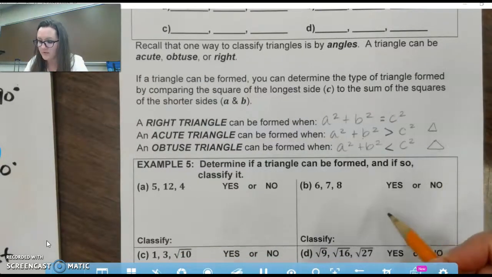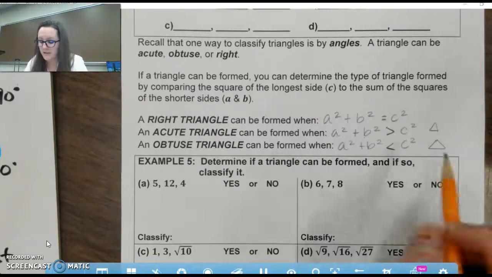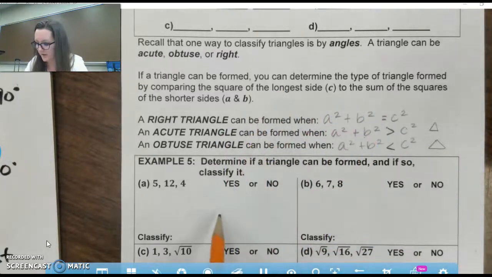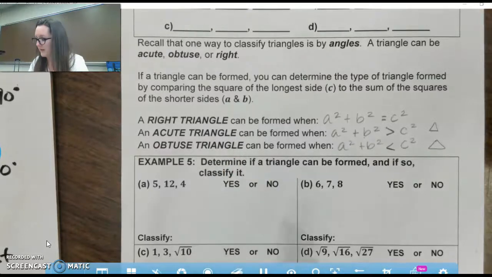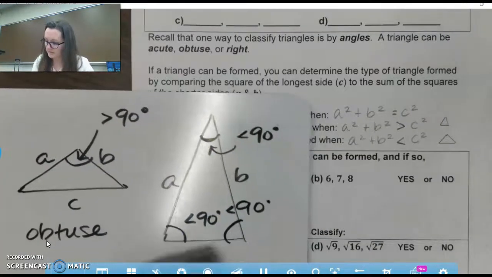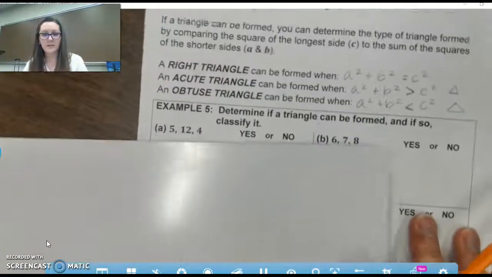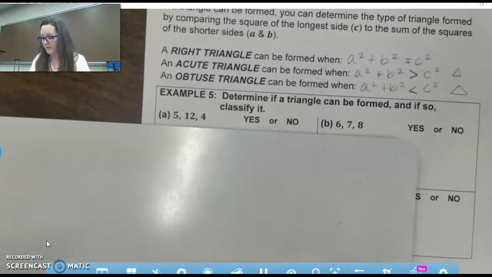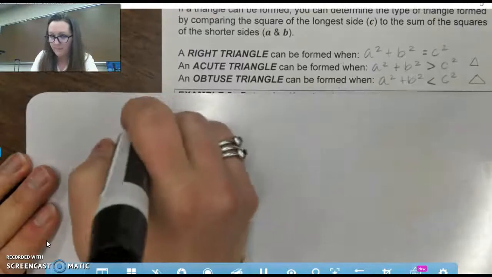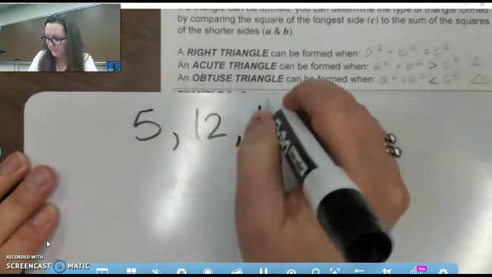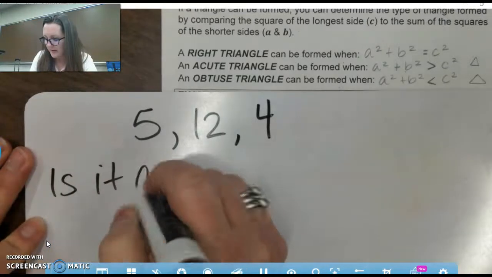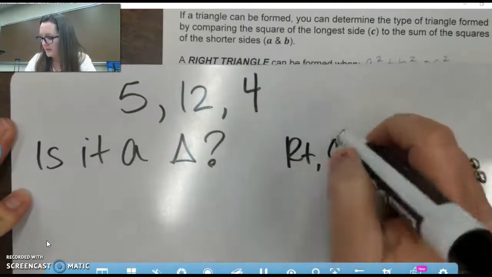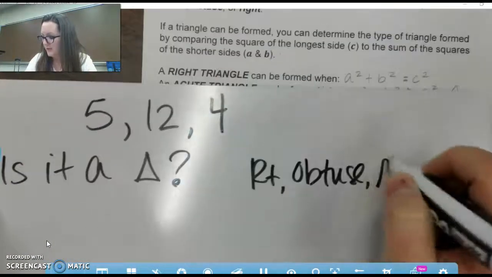So let's see if a triangle can be formed by seeing if all of the sides add up to be longer than the third side. And then I want to see what kind of triangle it is. So I'm going to use my whiteboard because there's not a whole lot of room in that space. So my first one is 5, 12, and 4, okay? So you have to do two things. So is it a triangle, right? And then I want to know, is it right, is it obtuse, or is it acute?